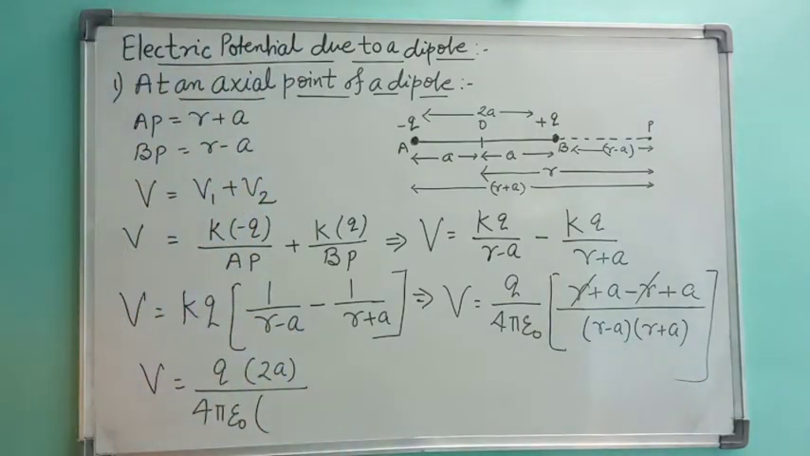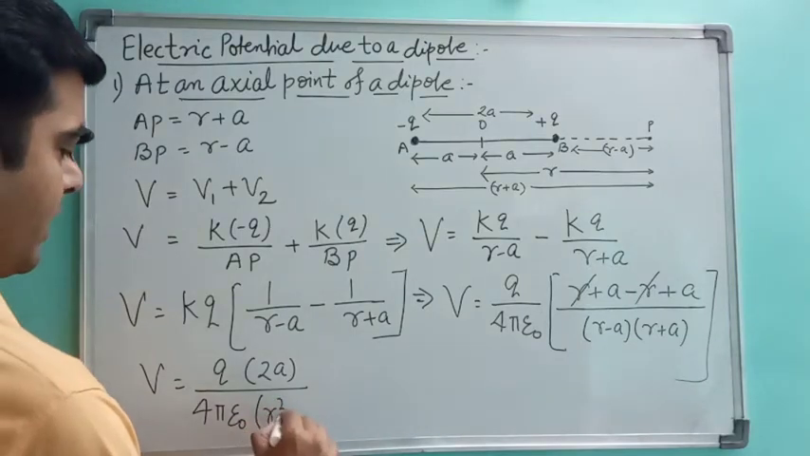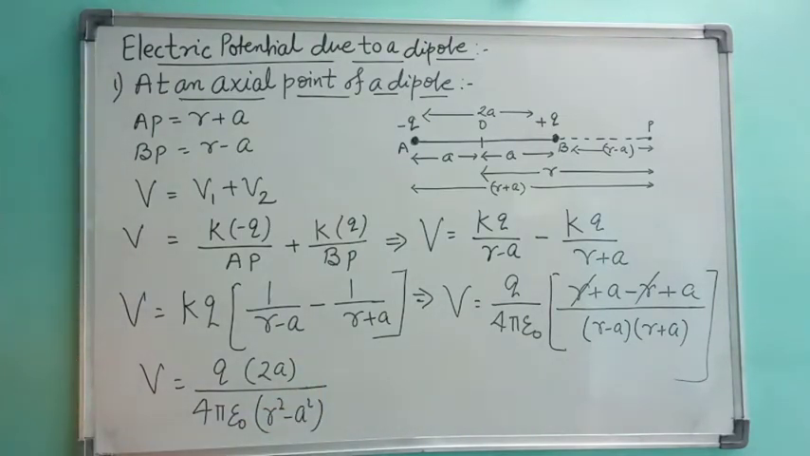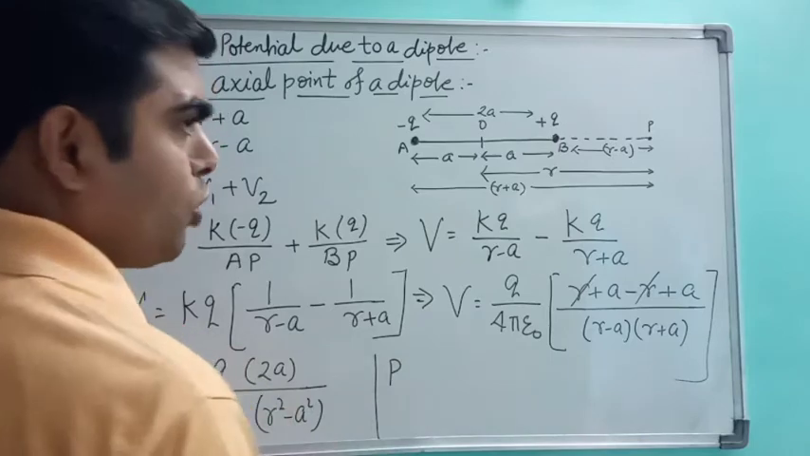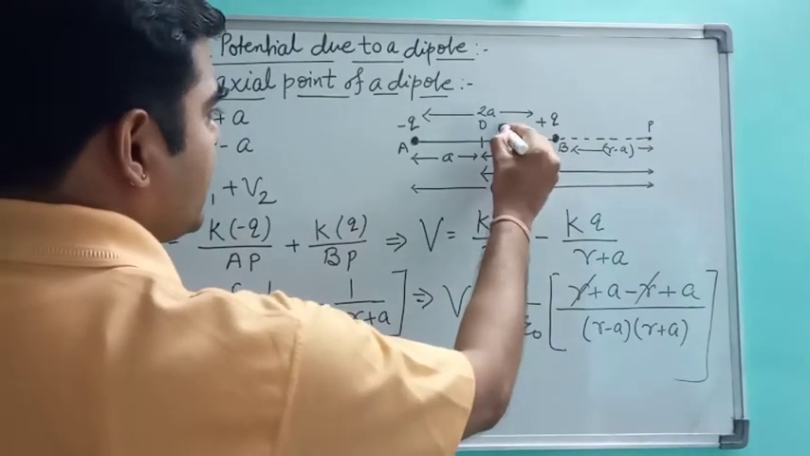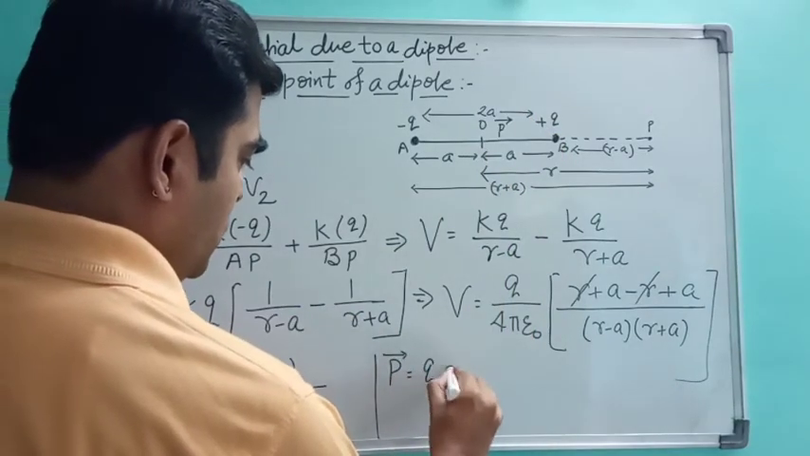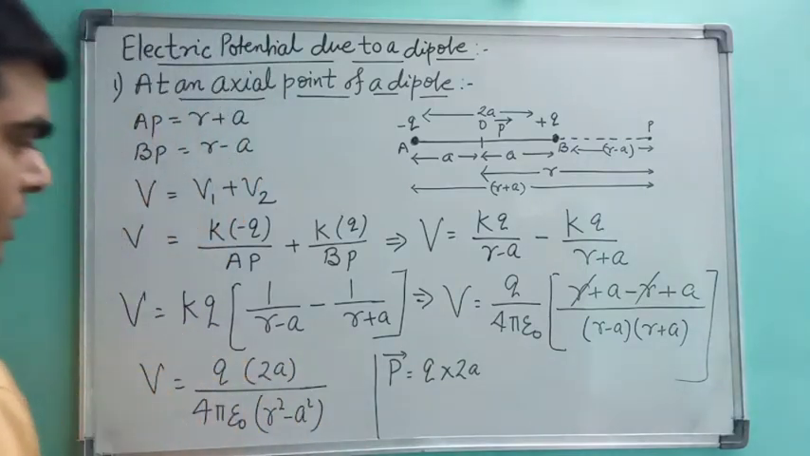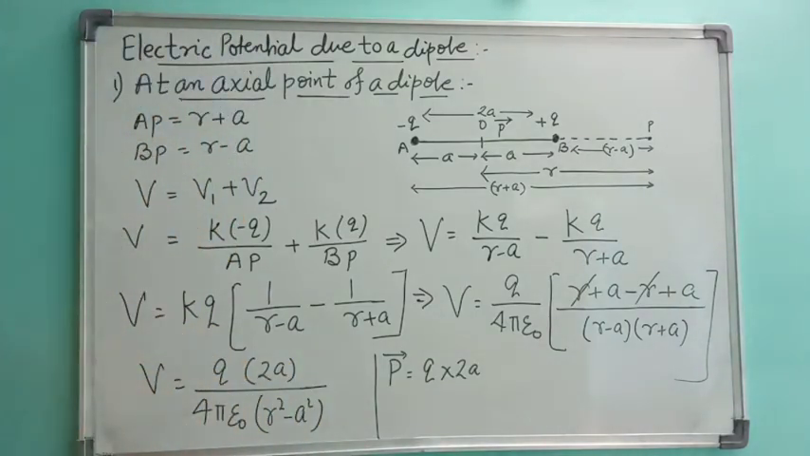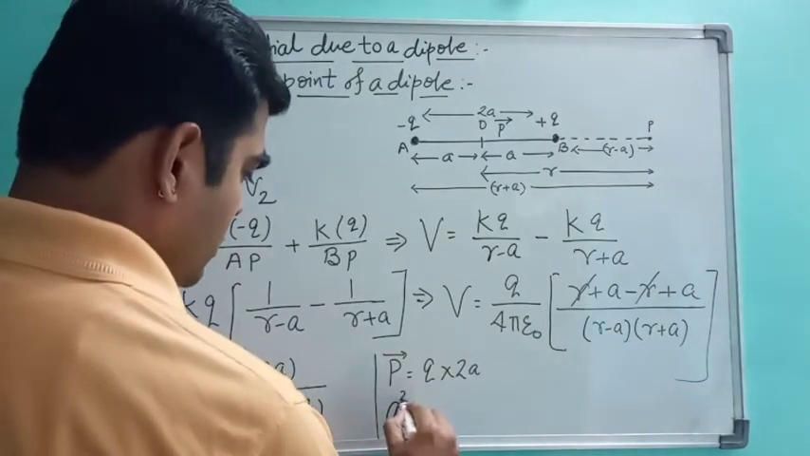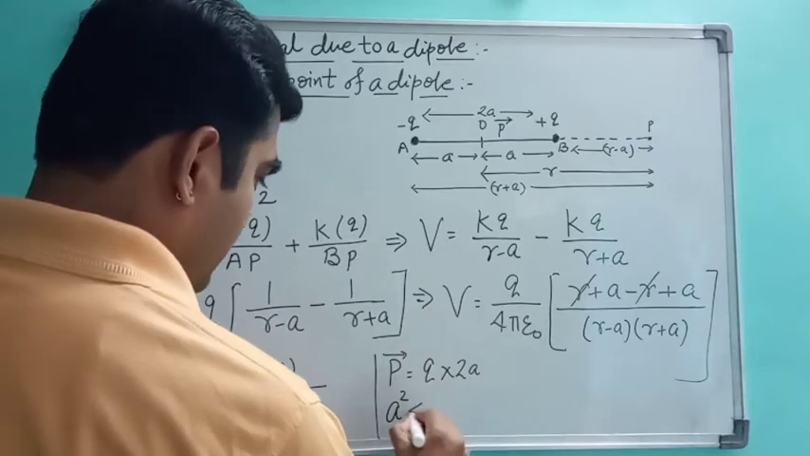A simple identity is applied here, so r square minus a square. Write down, be careful. Now p is the dipole moment, whose direction is from negative to positive, so p is equal to q into 2a. And a square is much less than r square.